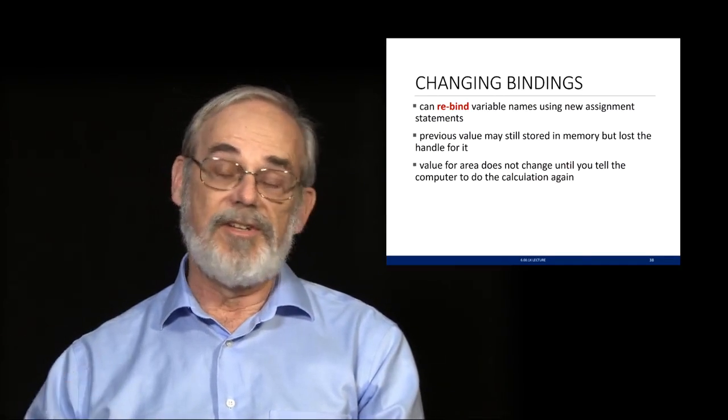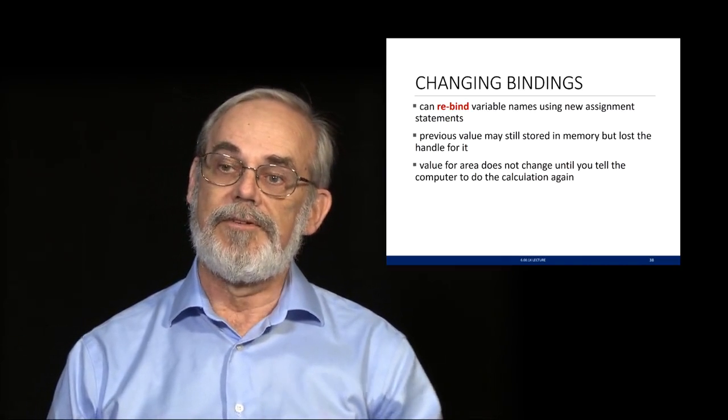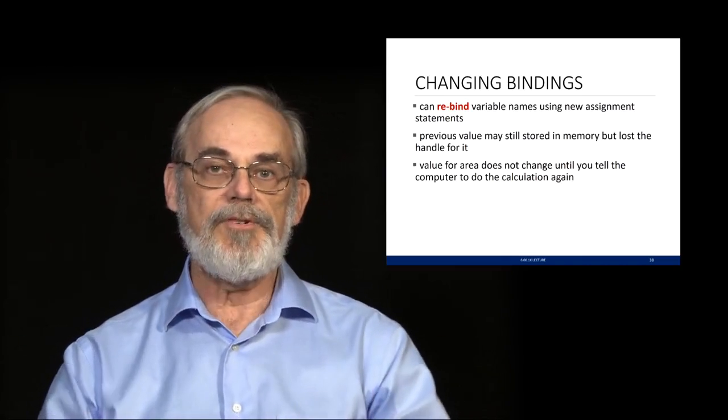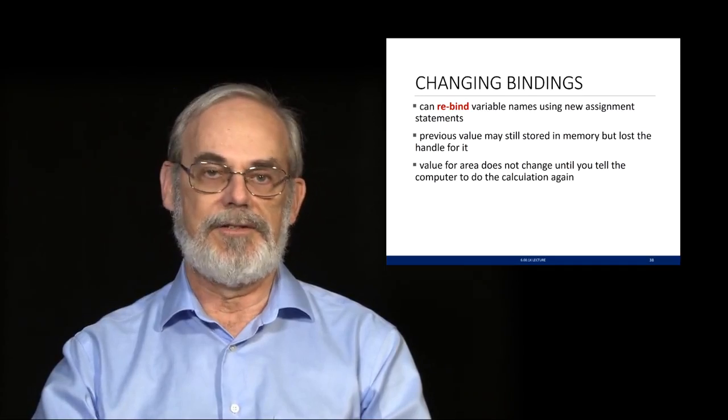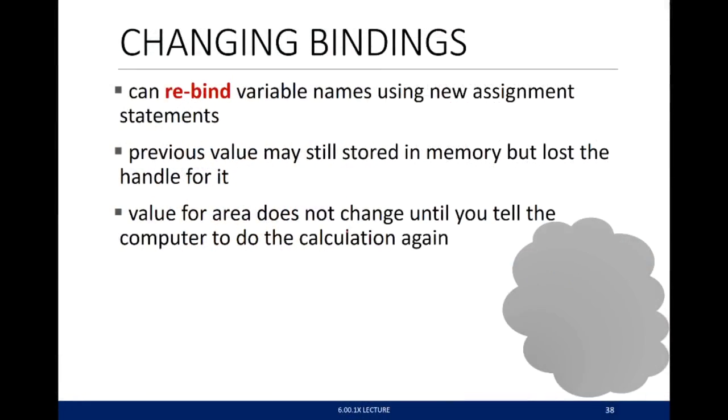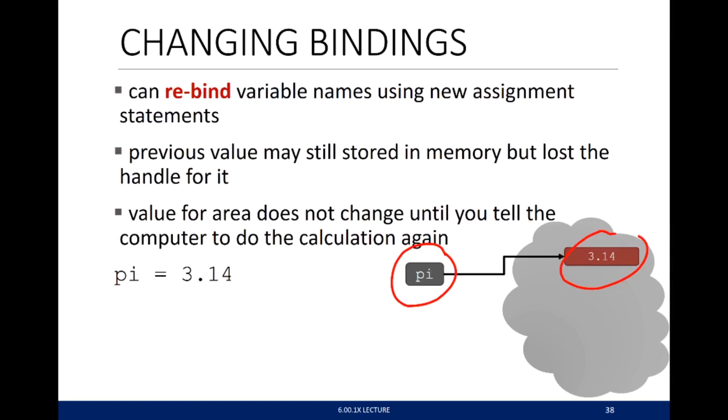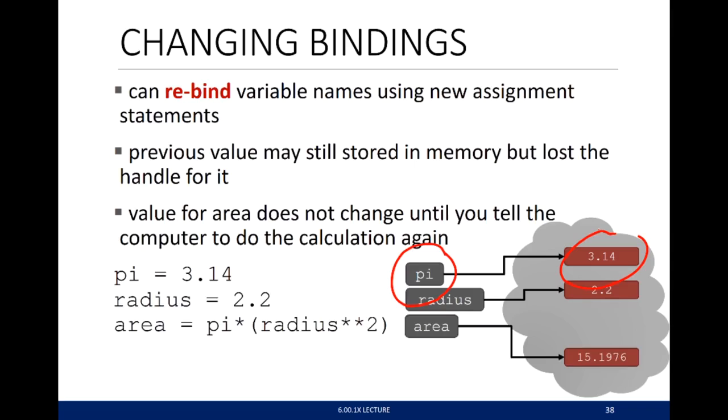The previous value may still be around in memory, but it's lost. There's no handle, no way to get to it. And as we just saw, the value for area doesn't change until you tell the computer to do the calculation again. Another way of thinking about it is, if this cloud is my memory, when I do a binding for pi, it associates the name pi with a value off in memory. When I do radius, I get the same thing. When I compute area, it looks up radius, squares it, multiplies it by pi, and then associates the name area with that value in memory.